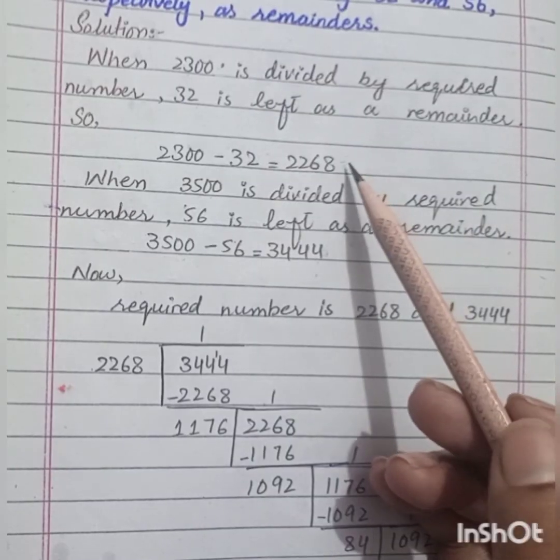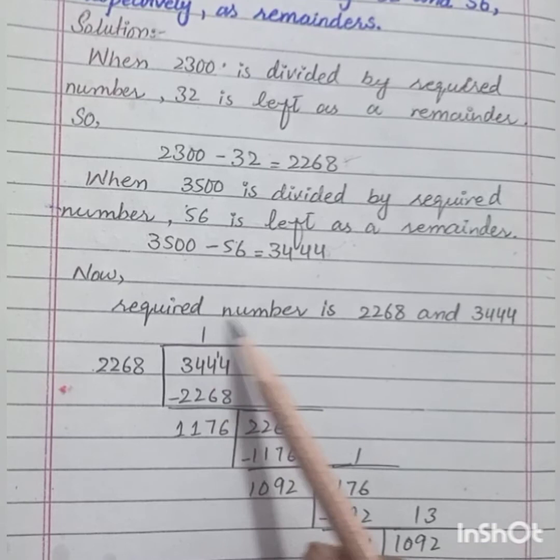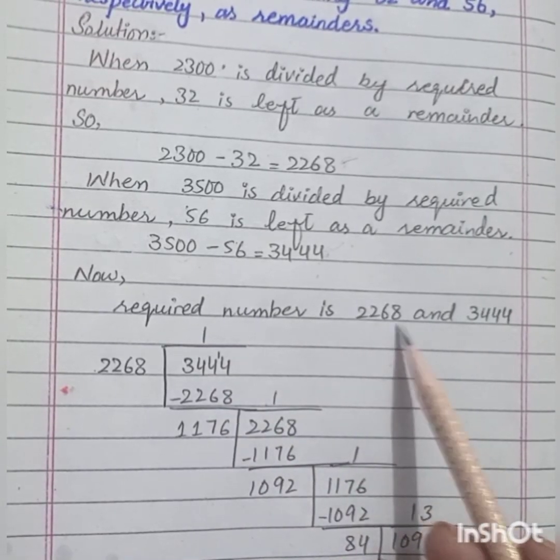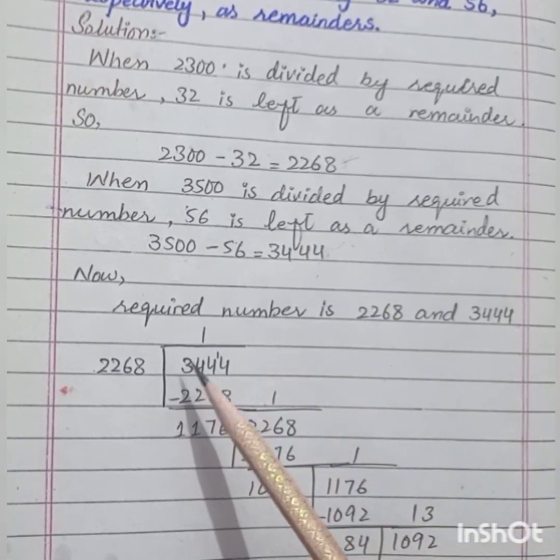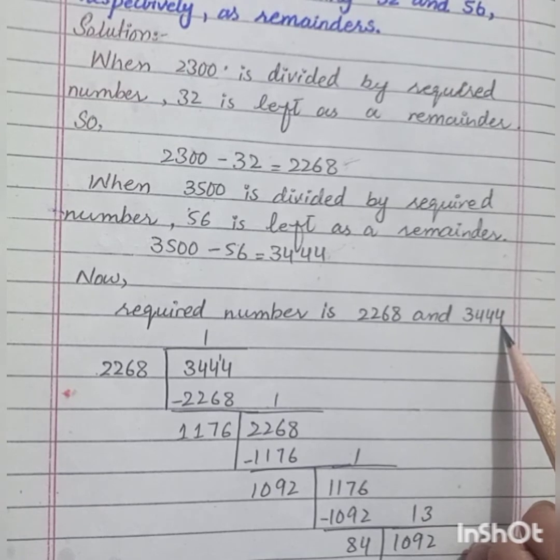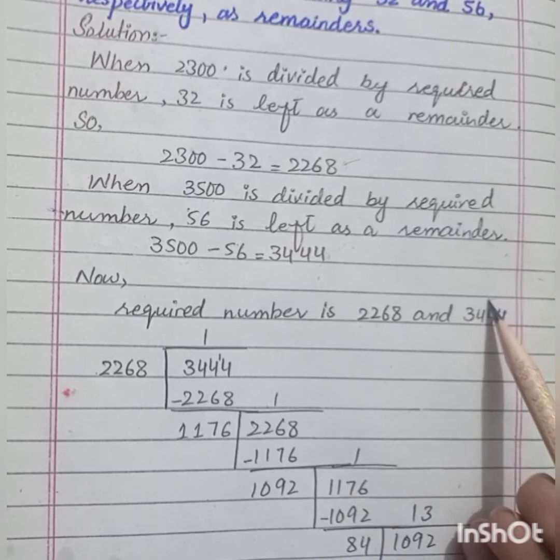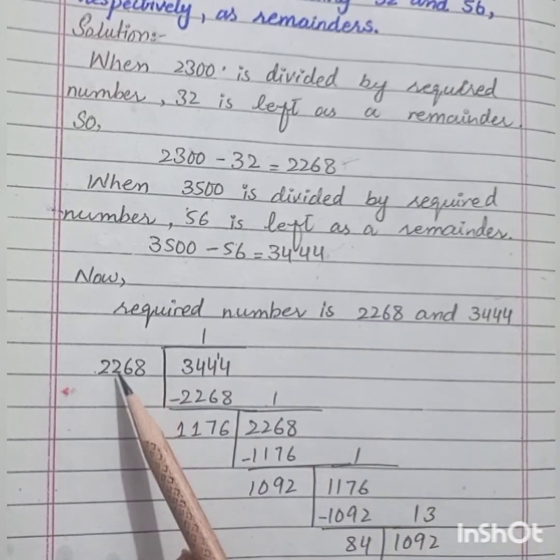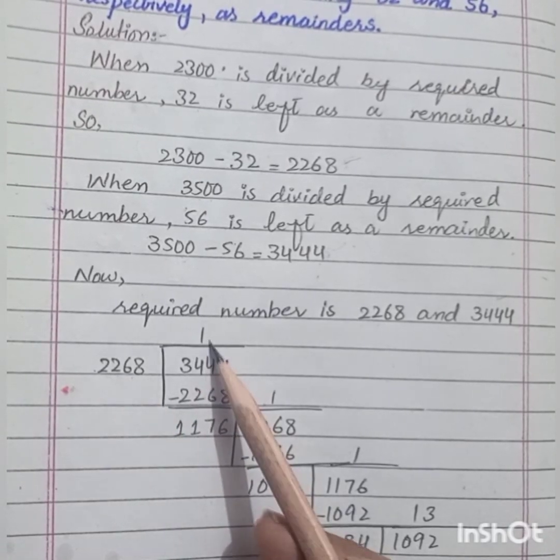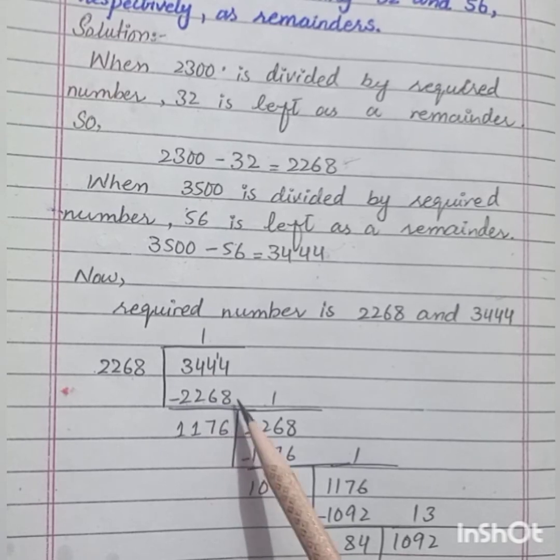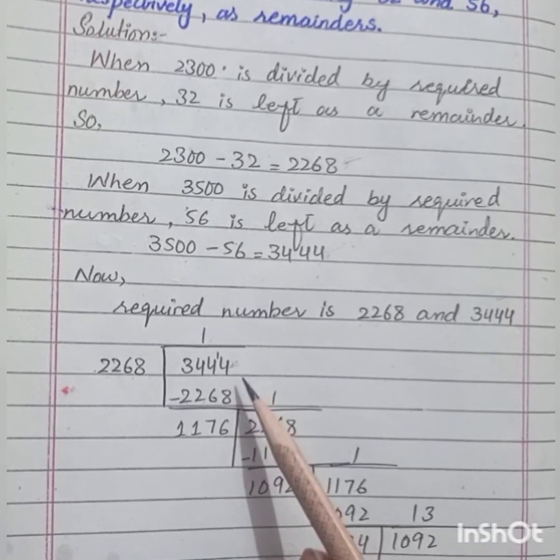Now students, you can see that we have two numbers. Number 1 is here and number 2 is here. So the required number is the HCF of 2268 and 3444. Now solve this. Here 3444 is larger than 2268, so this value is the dividend and this one is the divisor. So let's solve it. 2268 multiplied by 1 is equal to 2268. If we multiply this value by 2, then the answer will be greater than this value.